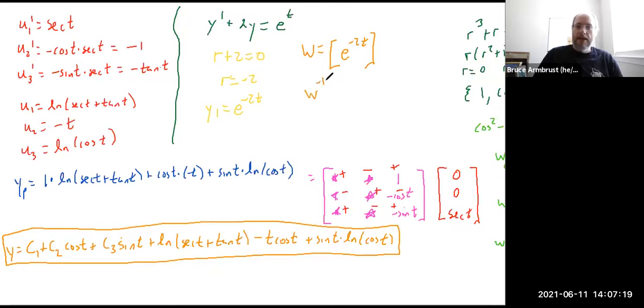So I need an inverse of the Wronskian. Well, if it's a 1-by-1, the inverse is 1 over that. That becomes e to the 2t. All right, so then the matrix that I'm multiplying it against, there are no rows of zeros. It's just the e to the t. So I'm going to get u1 prime equal to e to the 2t times e to the t, which is e to the 3t.